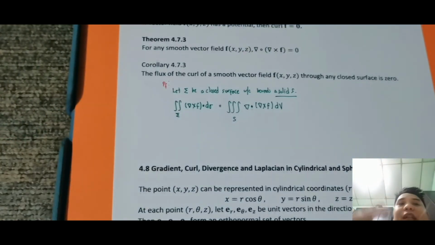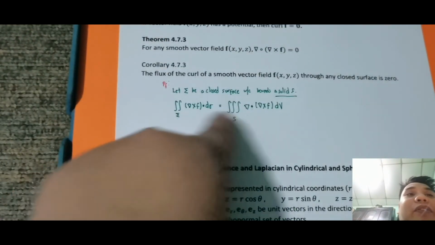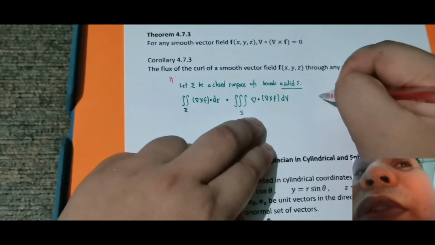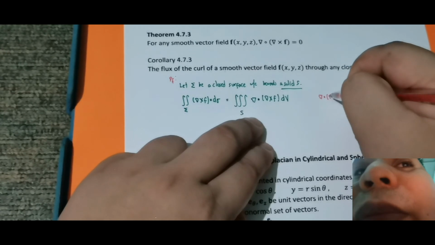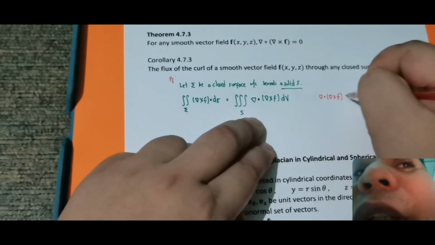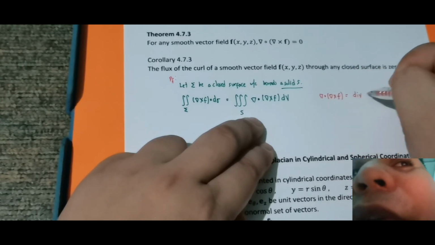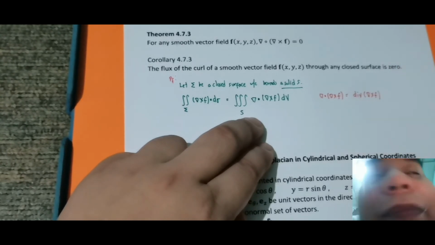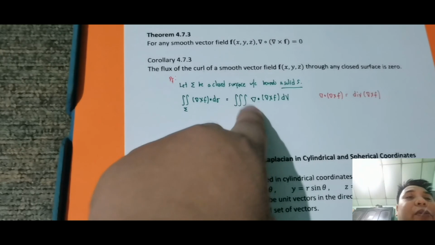Okay, so ano yung nangyari na ginawa natin? Naalala niyo, divergence nung part na yun. Ito yung lumalabas na divergence. Yung ganyang part na yan, ito yung divergence of del cross F. Ayan yun. So, note na yun yung divergence.